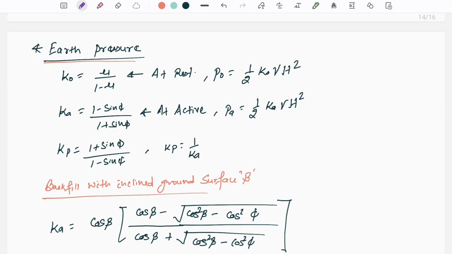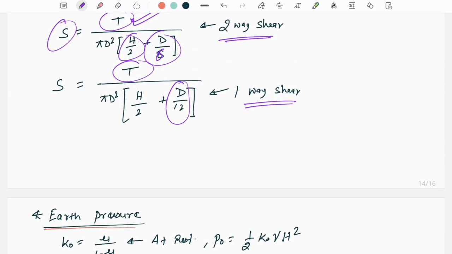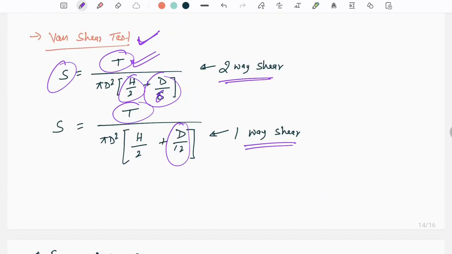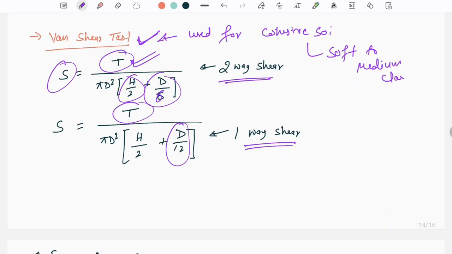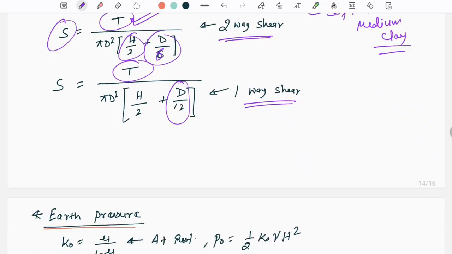Now come to earth pressure. One thing I forgot to tell you is that this test is used for cohesive soil, that is soft to medium clay. Cohesive soil means clay. For soft to medium clay, the vane shear test is used.